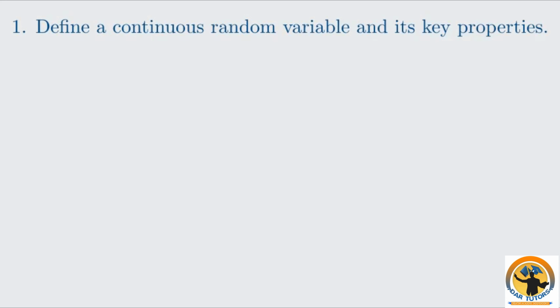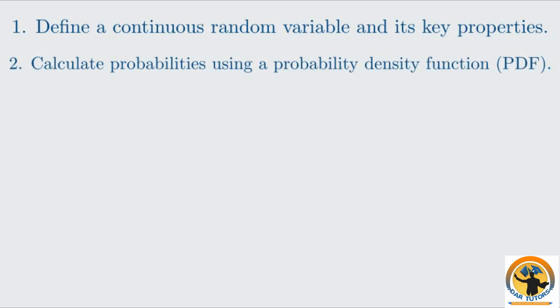Today, we're diving into the world of probability for continuous variables. By the end of this video, you will be able to, first, define what a continuous random variable is and distinguish it from a discrete one. Second, you'll be able to work with probability density functions, or PDFs. This means you'll be able to find an unknown constant in a PDF and use it to calculate probabilities.